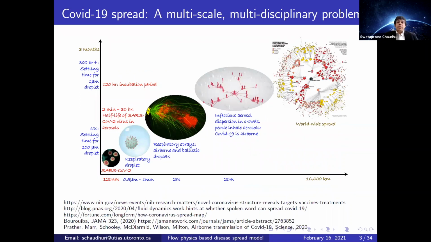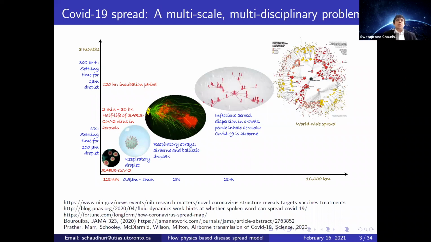Now we can say that COVID-19 disease spread is essentially a multi-scale, multidisciplinary problem. Why is it multi-scale? It involves scales from the size of the virus, which is 120 nanometers in diameter, and it involves scales from 0.5 micron to 1 millimeter, which is the size of the respiratory droplet at the time of its ejection. It involves respiratory sprays, which contain airborne and ballistic droplets, and these ballistic droplets can go at most about 2 meters. But the droplets that are ejected don't stop there.